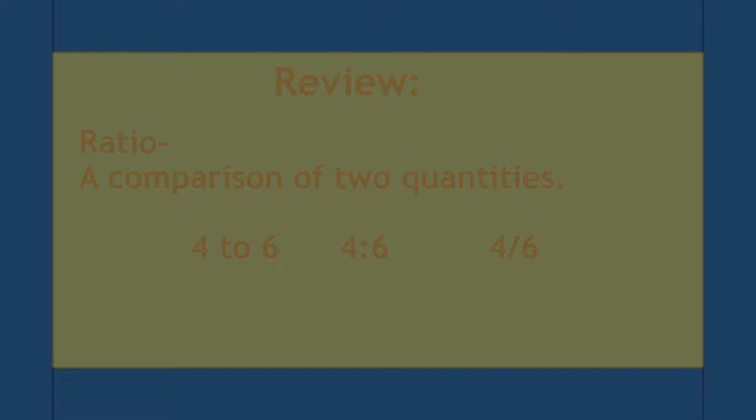So just as a quick review, a ratio, like we talked about in class today, is a comparison of two quantities, okay? And remember, we can write a ratio three different ways. We can write it in word form, so we can say 4 to 6. We can write it in what we call ratio form, which is 4 with a colon and then a 6. And then we can write it in fraction form, 4 over 6. Okay, so that's just a quick review of what we talked about in class today about ratios.